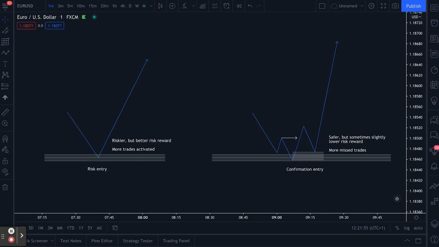Now, the thing with the confirmation entry as well is you do need to be active at the charts. It is my favorable way to trade because it keeps us much safer than the risk entries and it reduces the amount of losses taken. But you do have to be active at the charts, you do have to know what you're looking for, and you do actually have to accept that sometimes you're going to miss the trades because they're not going to trade into your premium zone.